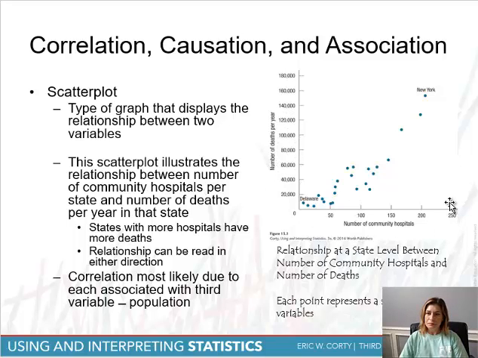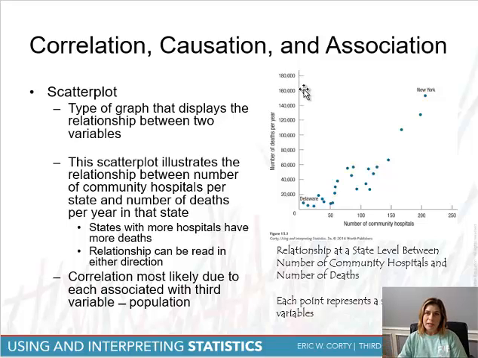So for various states, they measured how many hospitals there were, and at each hospital, they measured how many deaths were reported. And so you can see down here is Delaware, very few hospitals, very few deaths that year. And over here we have New York, a lot of community hospitals and a lot of deaths.